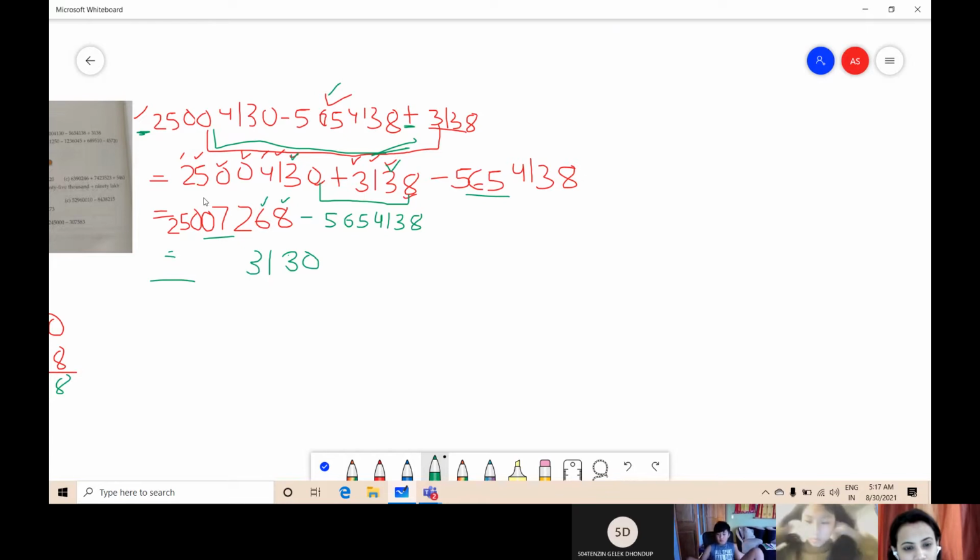Now 0. 0 means we will assume it as 10. Now 10 minus 5 will be 5. Now next 0. So what we will assume? We will assume it as 9. Why? Because we have given 1 to the right side. So it will become 9. So 9 minus 6 will be 3.